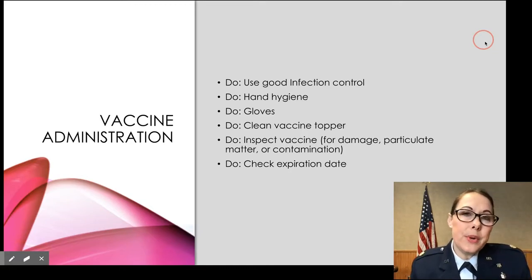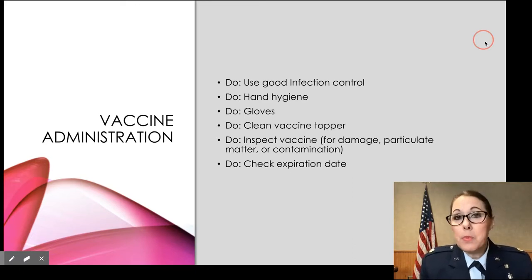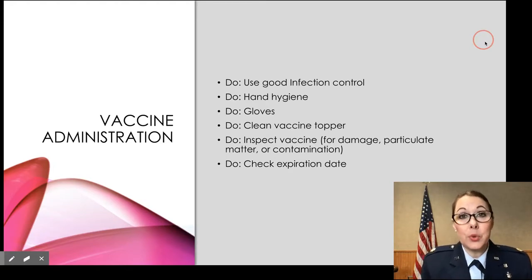And if you're doing COVID vaccines, on top of all that, you're going to have your mask and your face shields and your protective outer garments and gloves. So you're going to have a lot on, and it's going to be a little more difficult and a little more challenging. So this is where practicing and using really good technique and slowing down to ask the appropriate questions is going to be really critical.